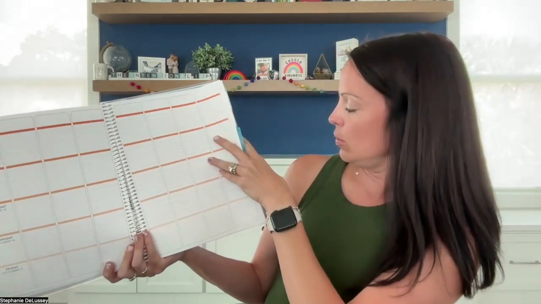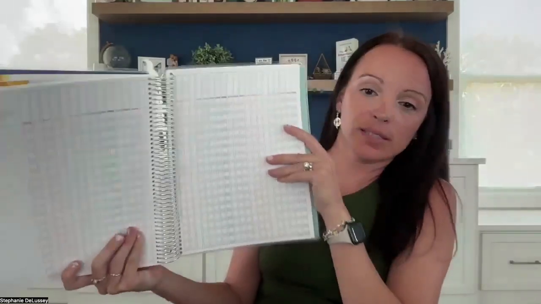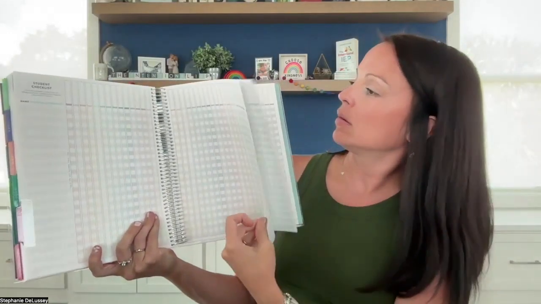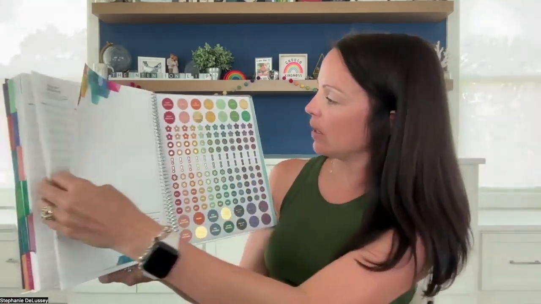Let's go to the end because all of those look the same. So we're going to go to the end where there are student checklist pages. And these checklists can be folded over so that way you don't have to rewrite the names every time. These are all student checklist pages.